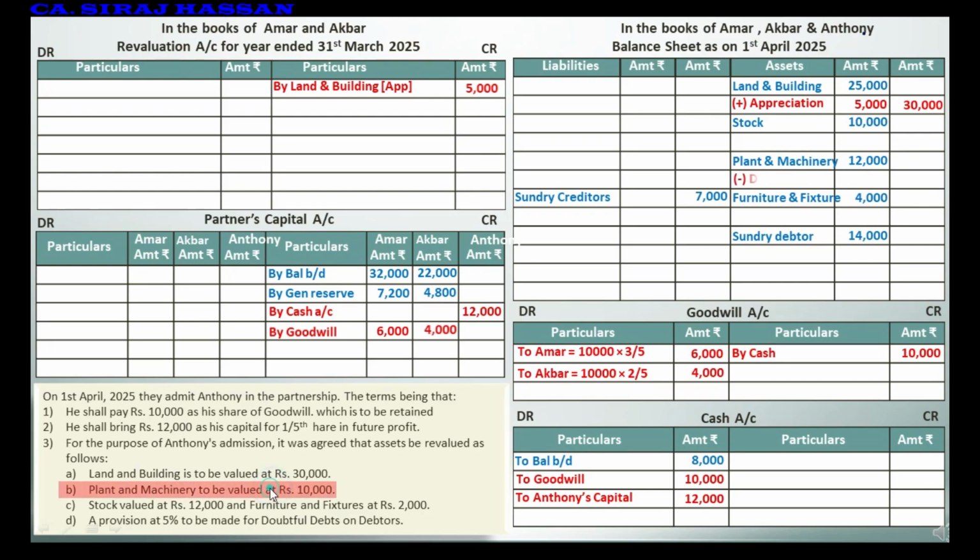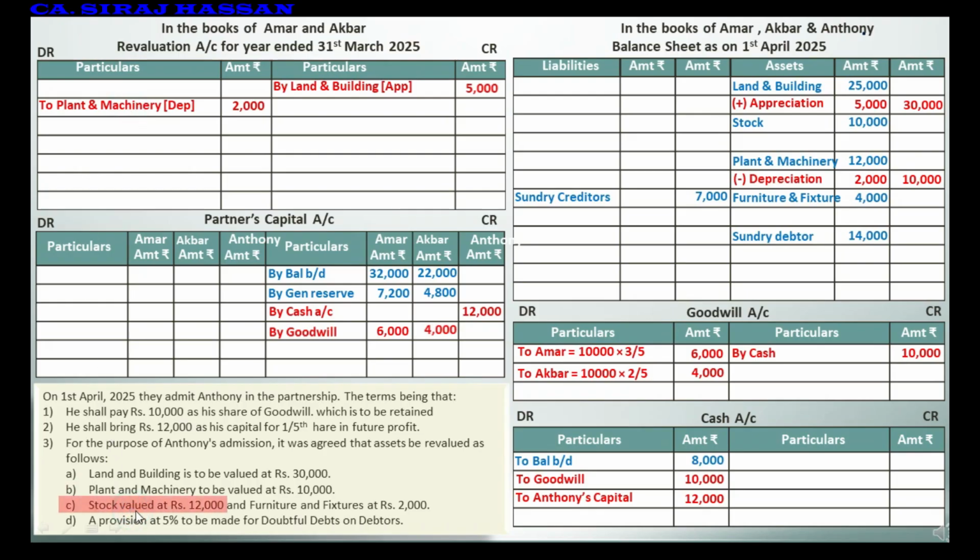After that, we have plant and machinery, which is valued at 10,000. Earlier the value was 12,000. Now it has been reduced to 10,000. So there is a depreciation of 2,000. In the outer column we have taken 10,000 rupees. This 2,000 will go to the revaluation account debit side because it's a kind of loss, a reduction in the value.